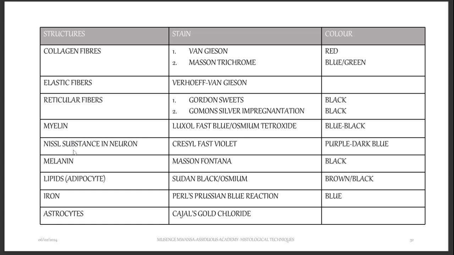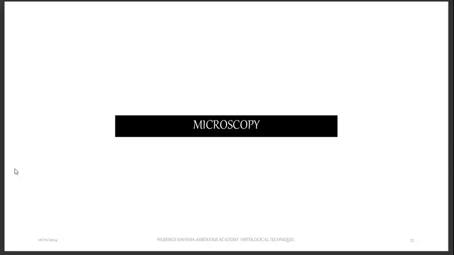This one is found in neurons. It's actually the rough endoplasmic reticulum in neurons, and it is stained using cresyl fast violet. Melanin, which is the black pigment of our skin, stains with Masson-Fontana. Lipids, as we said earlier, stain with Sudan black or osmium tetroxide. Okay, at least these ones, make sure you know them.